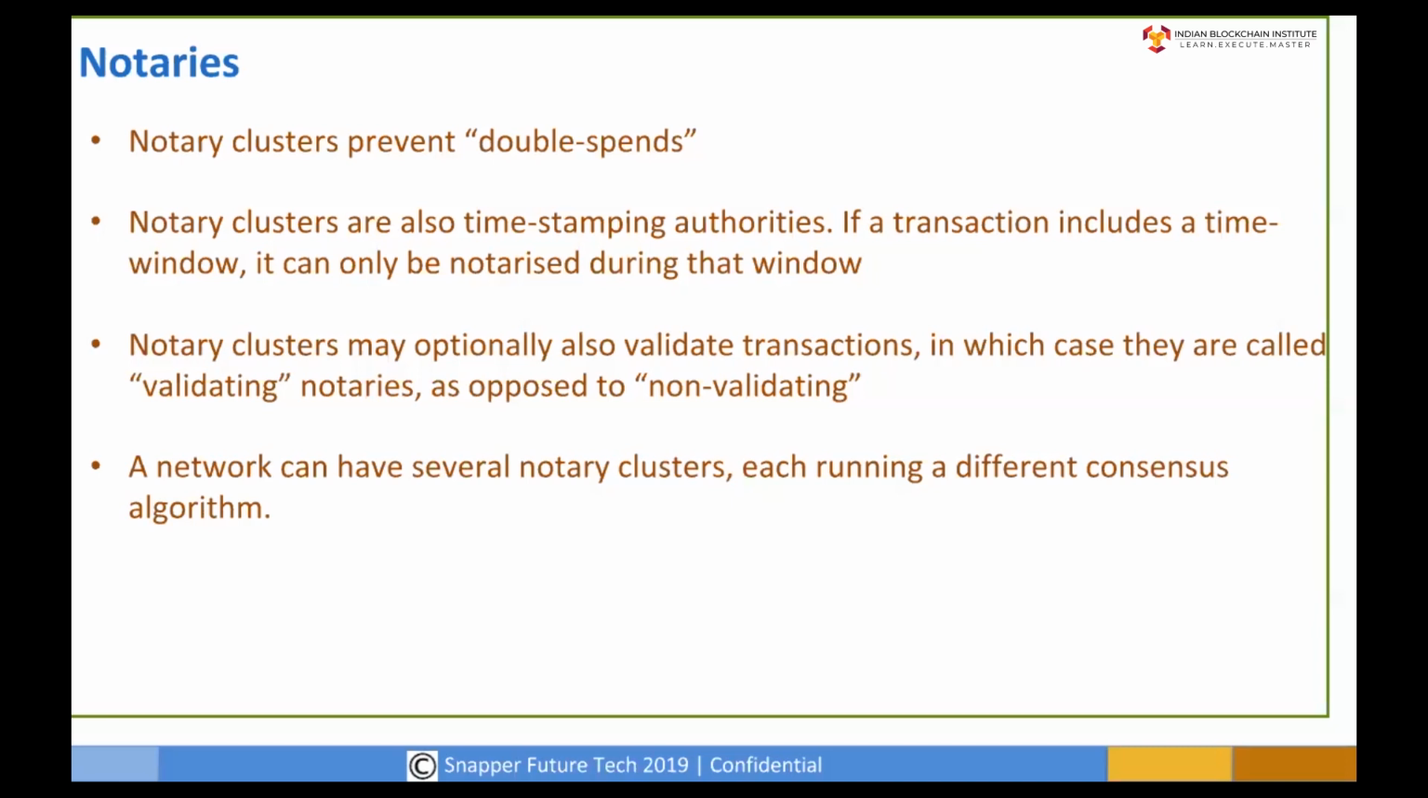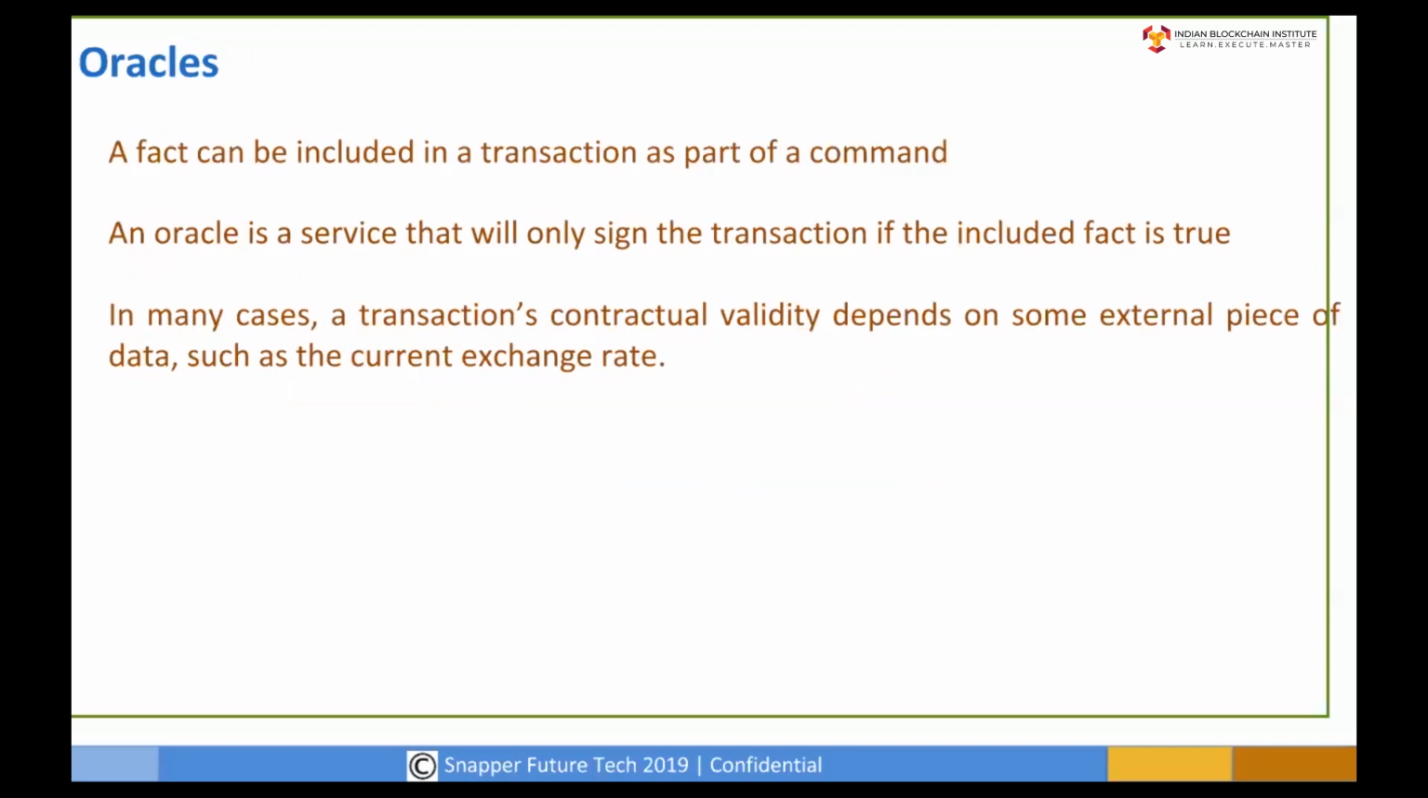A network can have several notary clusters, each running a different consensus algorithm. So you could have multiple pools of notaries or notary clusters which run different consensus algorithms. The consensus algorithms involved in Corda are BFT and Raft. So you can use BFT and Raft in Corda for notaries as the consensus mechanism. Now, Oracle: a fact can be included in a transaction as part of a command, and Oracle is a service that will only sign the transaction if the included fact is true.